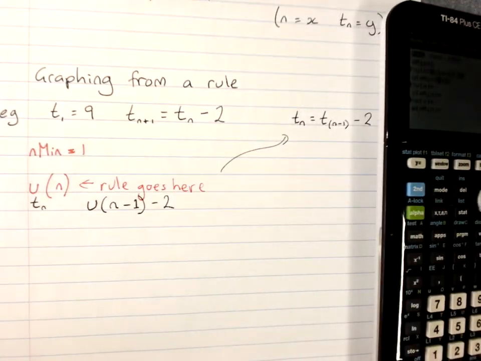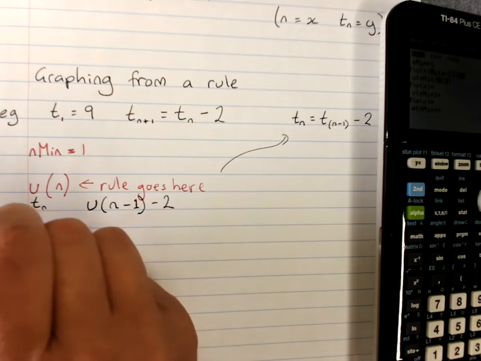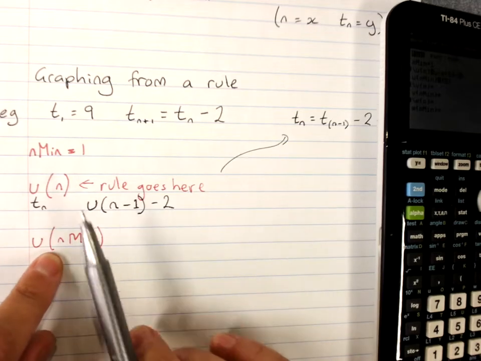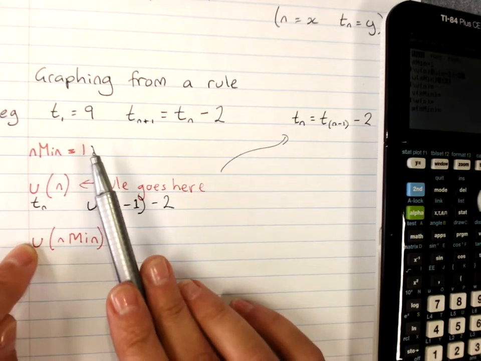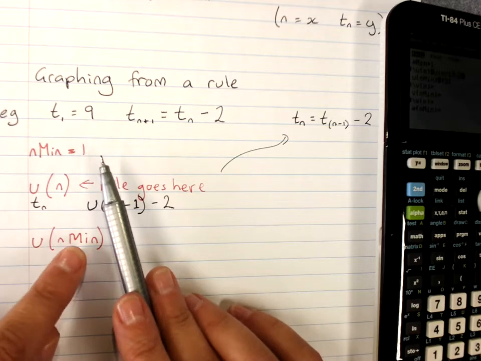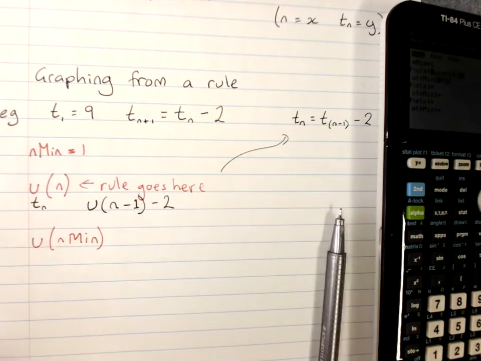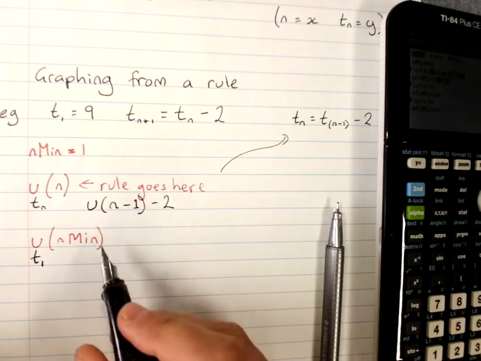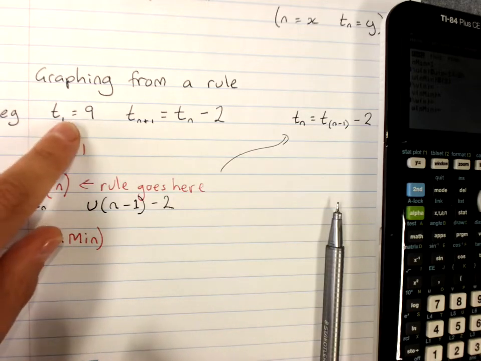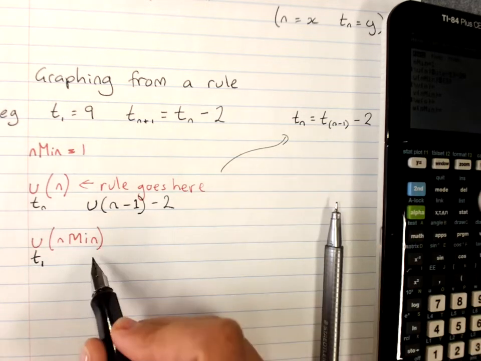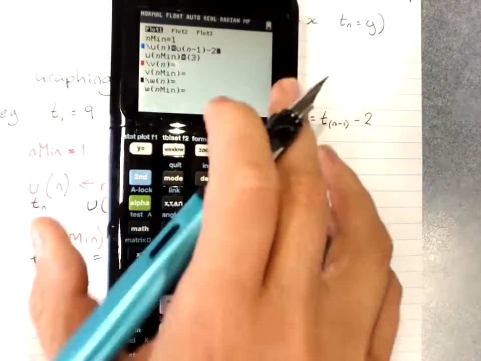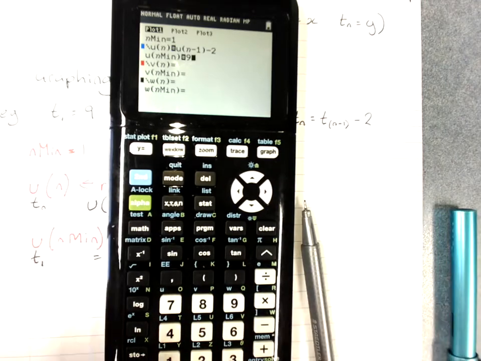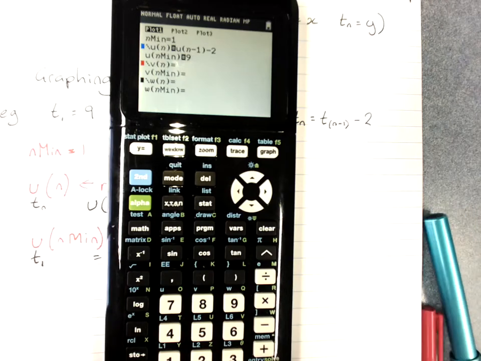Then the last one we need in is our starting point. And that's un min. Now remember, n min is the smallest n, which is 1. U is t. I know it's confusing. So this is t1, which is the first term. And so I just have to put the first term in, and the first term here is 9. And then I have set up the rule for my pattern.